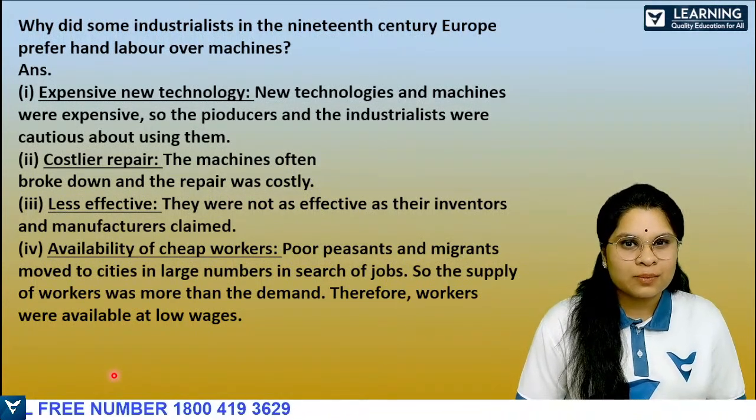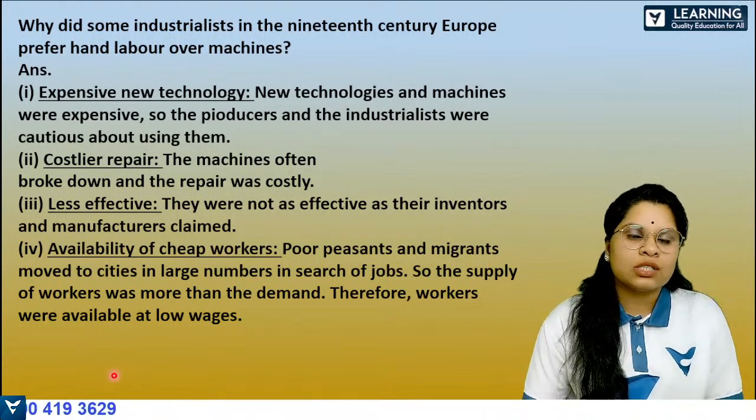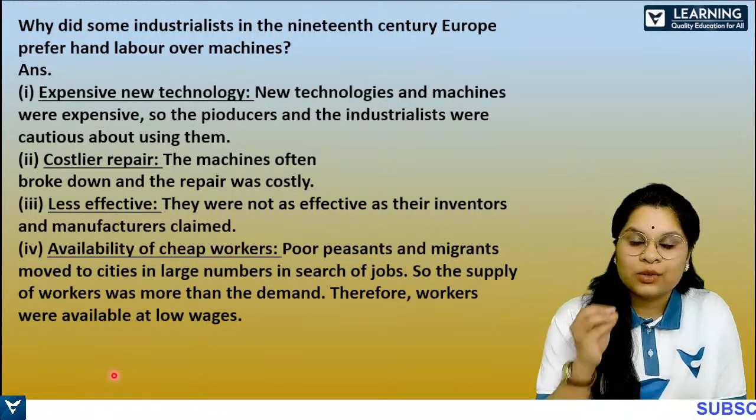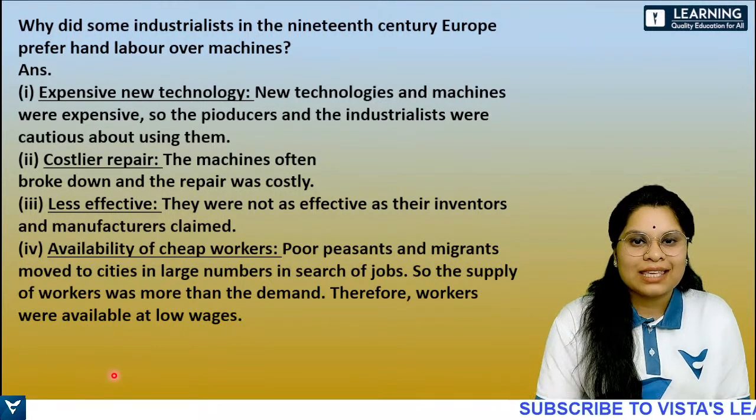So there's nothing to explain here. I just want you to see how I've prepared the answer and how I've written it, so that you write the same way in your exam.